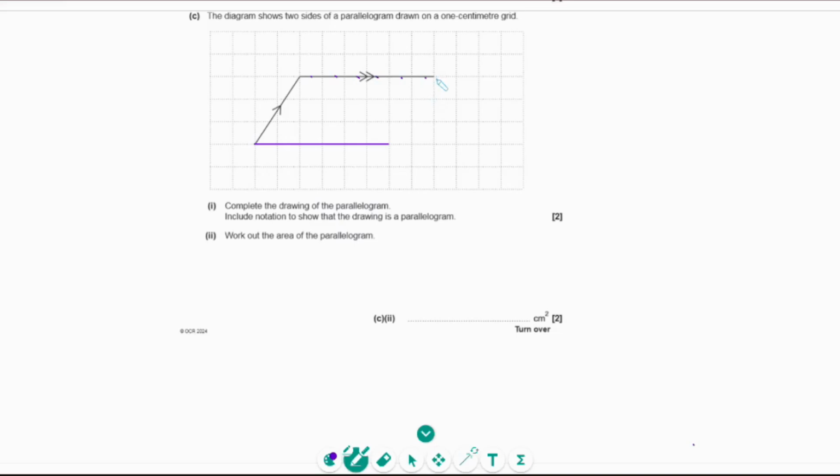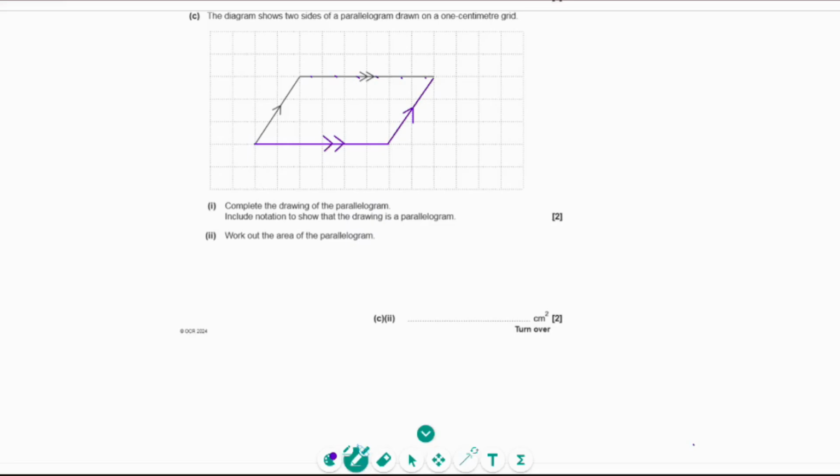And I know if I join these together, that fourth length is parallel and the same size as the length opposite. Include notation to show the drawing as a parallelogram. So that means we need arrows to show the bottom length is parallel to the top length, and we need an arrow here. Work out the area of the parallelogram.